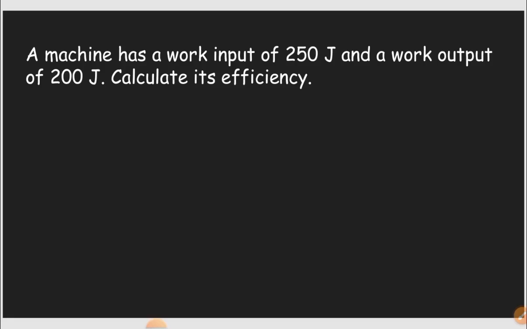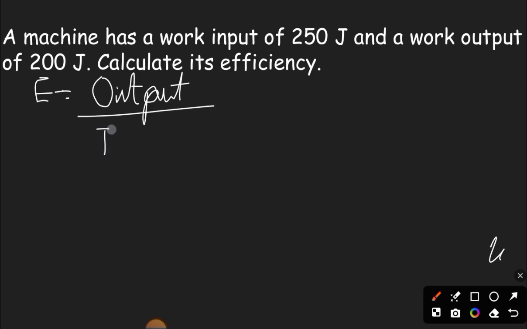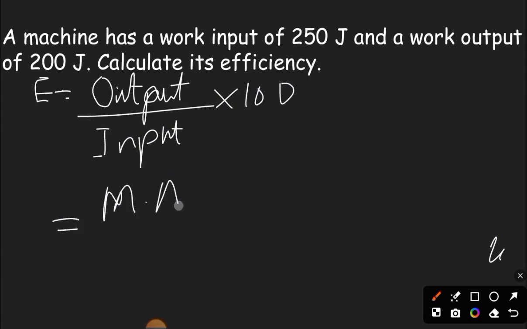As we continue with this series, we are going to look at efficiency as well. Formulas for efficiency. You can have efficiency equals work output over work input multiplied by 100. We can also have mechanical advantage over velocity ratio times 100. So you are supposed to take note of all these.